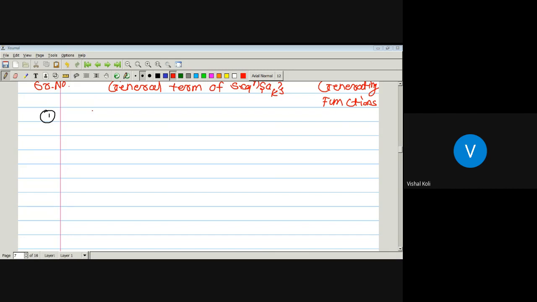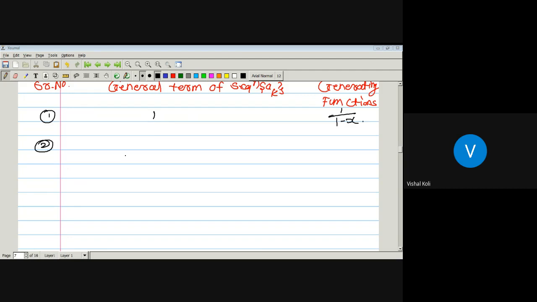If the kth general term is 1, then what is the corresponding generating function? It is 1 plus x plus x square plus x cube, and we know that its closed form is nothing but 1 upon 1 minus x.